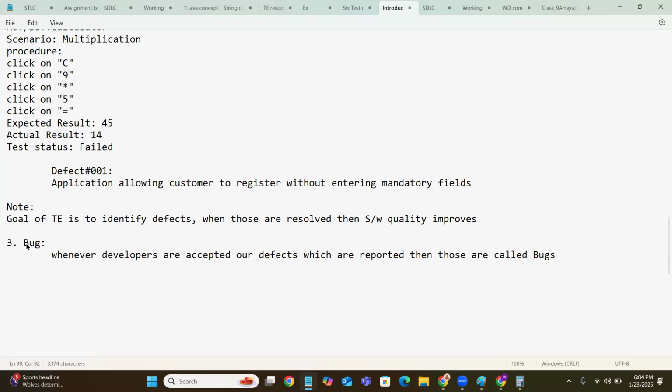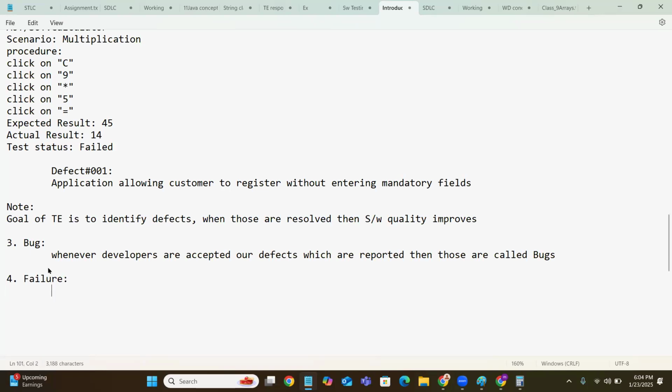Whenever developers accept the defects which are reported, then those are called bugs. If they accept our defects, then from the tester's point of view it is a deviation, but sometimes it may not be a valid deviation. So once developers accept the defect you reported, we call that a bug. Next one, failure.